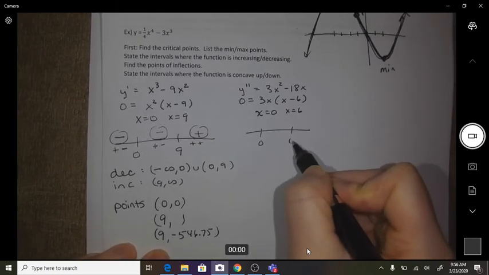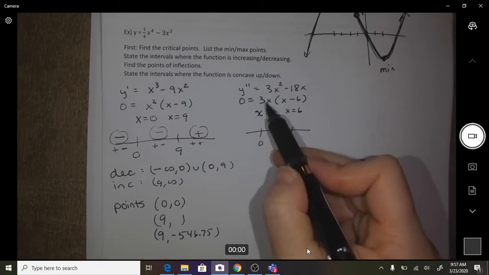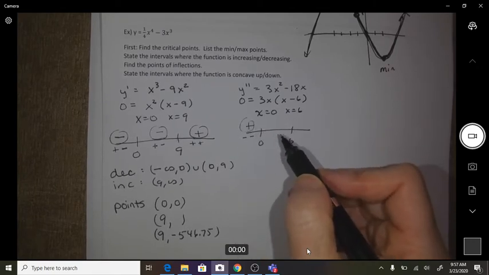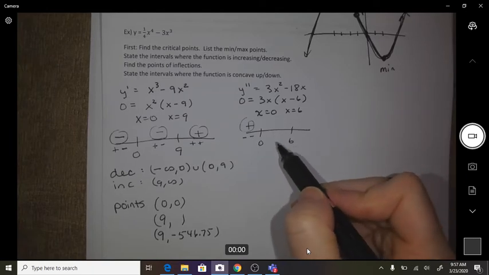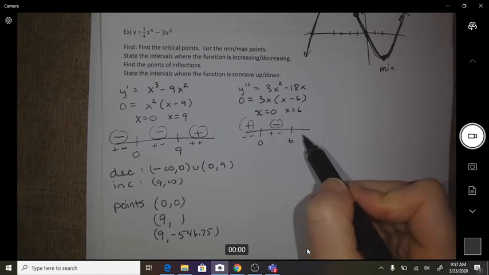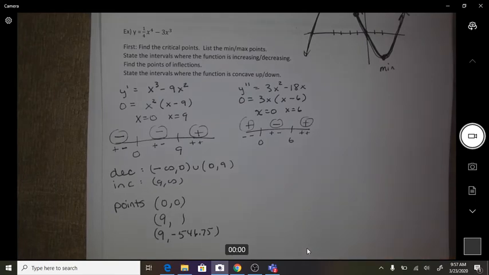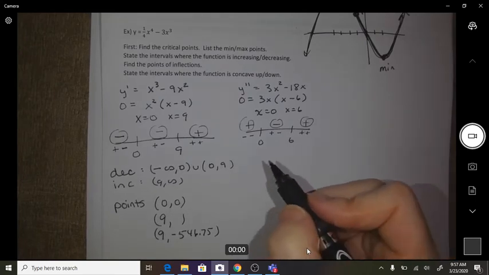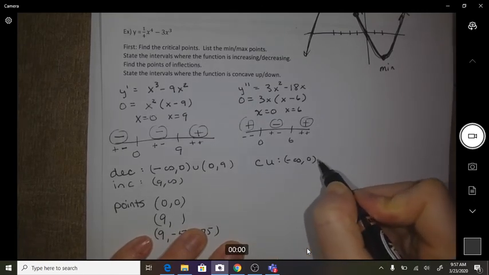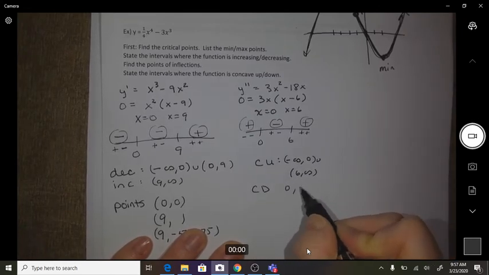Again, on the number line, now I'm analyzing this. Negative put into here, so let's go negative 2. Negative, negative makes positive. And plug in like a 2 makes positive, negative. Plug in like a 10, positive, positive. Okay, so we're concave up, negative infinity to 0, and then from 6 to infinity, and we're concave down between 0 and 6.